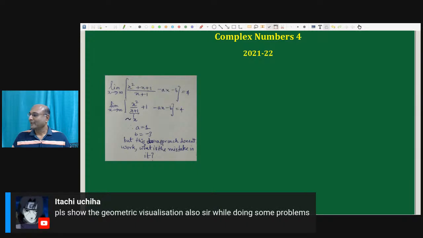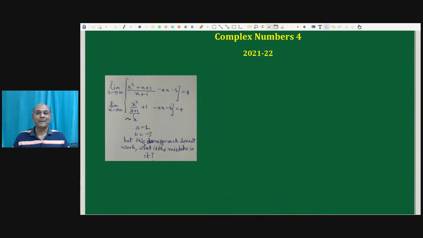And Itachi, today's full class is on geometry, because it's complex numbers with geometry. So yes, today we'll be doing a lot of geometry. But let us go ahead and look at Prajwal's question. Everybody can see it, right?